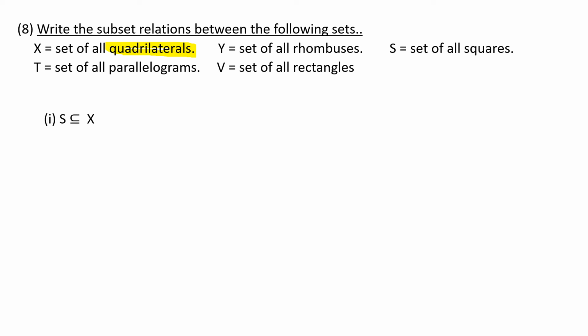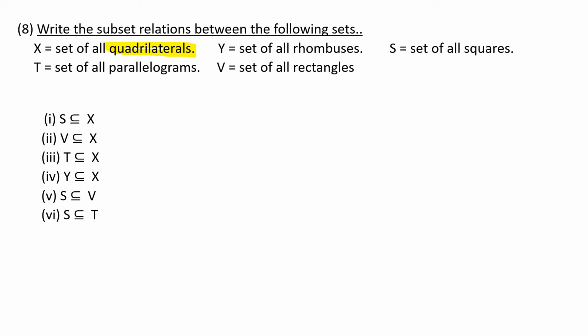Okay, so the first one I wrote, S, that is square is a subset of quadrilateral. Then the second one we can write as rectangle is a subset of quadrilateral. Third, parallelogram is a subset of X, that is quadrilateral. Then the fourth, rhombus is a subset of quadrilateral X. Fifth, square is a subset of rectangle, that is V. We have to denote by the letter which is given for the set.